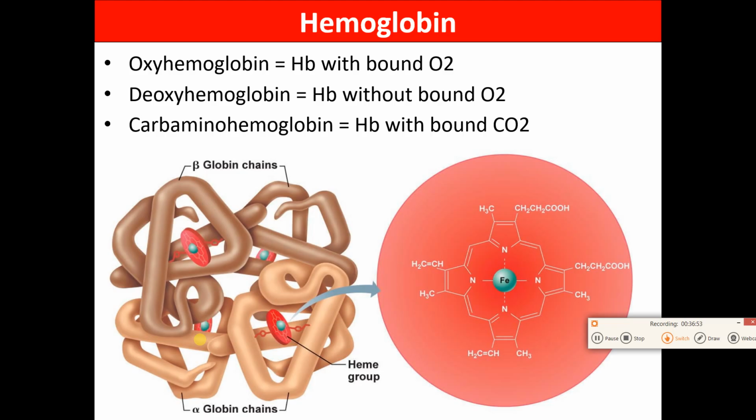Now, we also have a word for hemoglobin when it's carrying CO2. That's called carbaminohemoglobin. Now, the CO2 and the oxygen are not carried in the same place. So you can be carbaminohemoglobin and you could be one of these guys. You can't be both oxy and deoxy, but you can be either of these and you can be carbaminohemoglobin. Carbamino refers to the fact that it's the chains where you carry the carbon dioxide. And remember, it's the iron where you carry the oxygen.